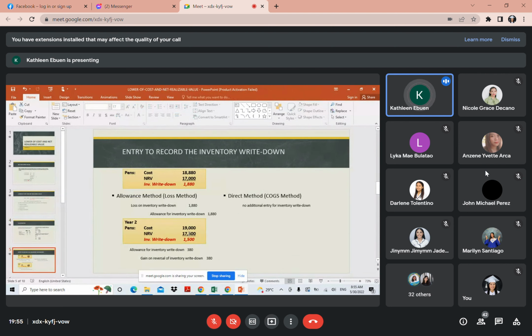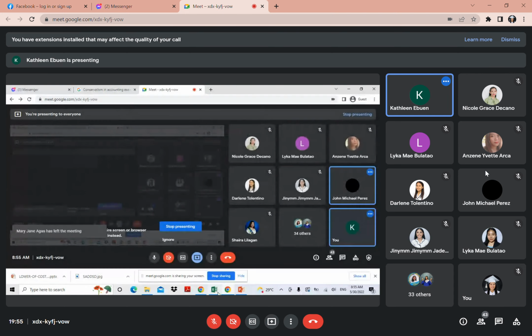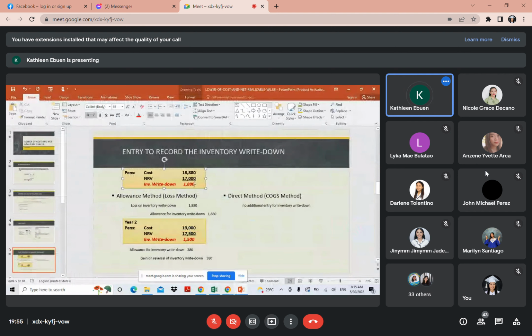Okay. So how do we record the inventory write-down? Since si pen lang naman yung may inventory write-down, siya na lang i-represent natin. Now, we have the cost of 18,880 and the net realizable value of 17,000. So therefore, meron tayong inventory write-down of 1,880. So there are two ways on how we record the inventory write-down.